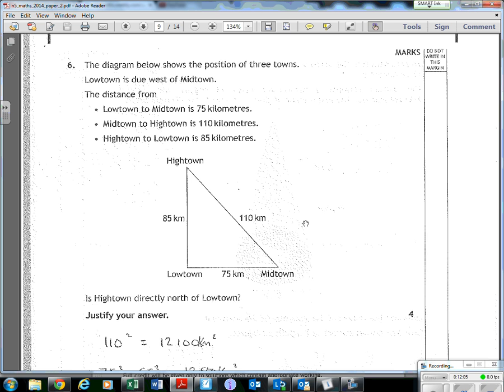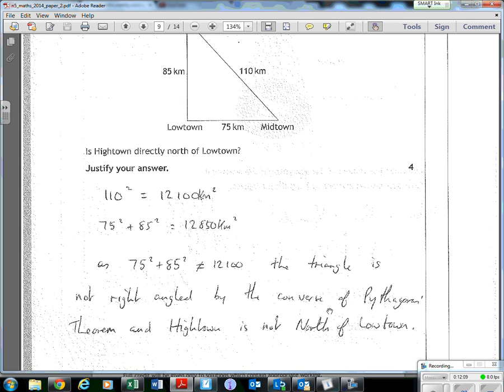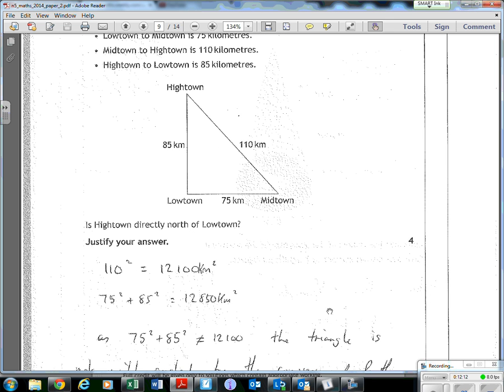So we have 3 sides. It's essentially a converse of Pythagoras. We're seeing if it's a right angled triangle. So let's have a look at the length of each side. That's 110. So if we square that, we'll get 12,100.